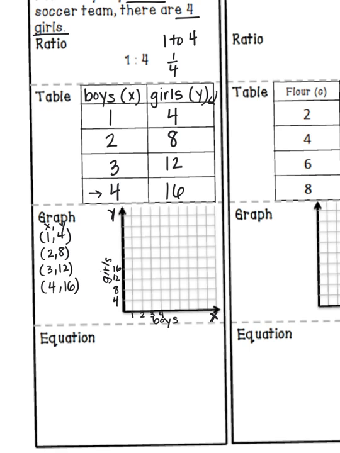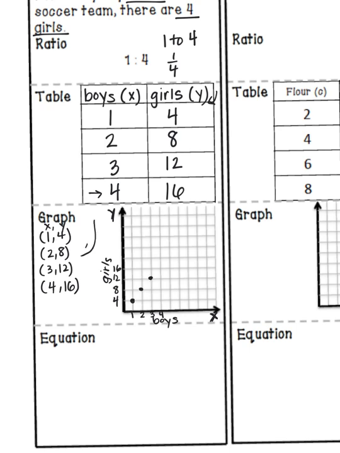So now I'm going to go ahead and just plot my points. So the first one is (1, 4). So I'm going to go across 1 and up to 4. And I'm going to put a point there. The next one is (2, 8). So I'm going to go over to 2, and then I'm going to go up to 8. And then the next one is 3, so I'm going to go over to 3, and then I'm going to go up to 12.